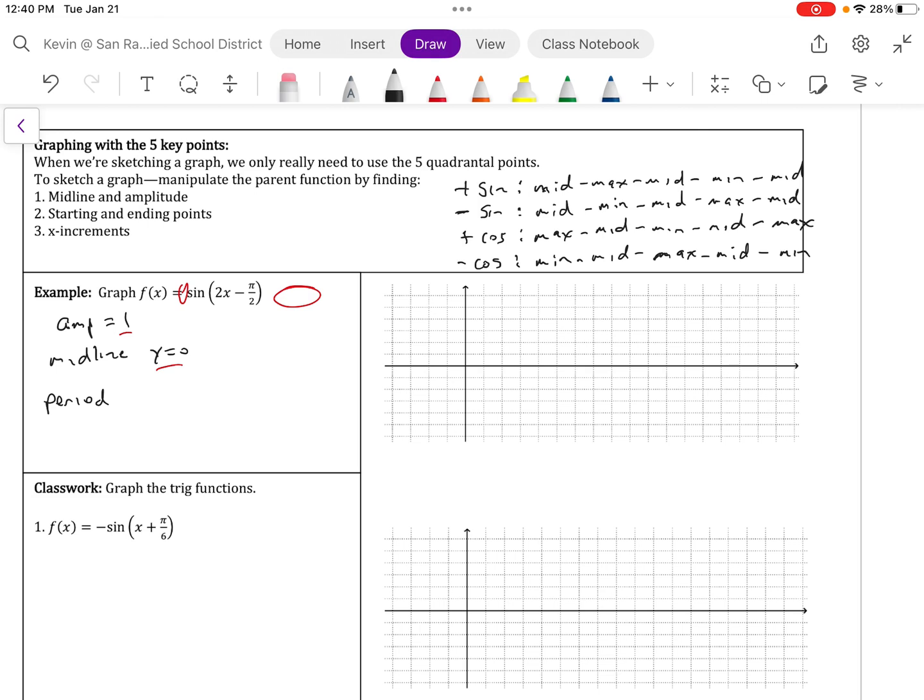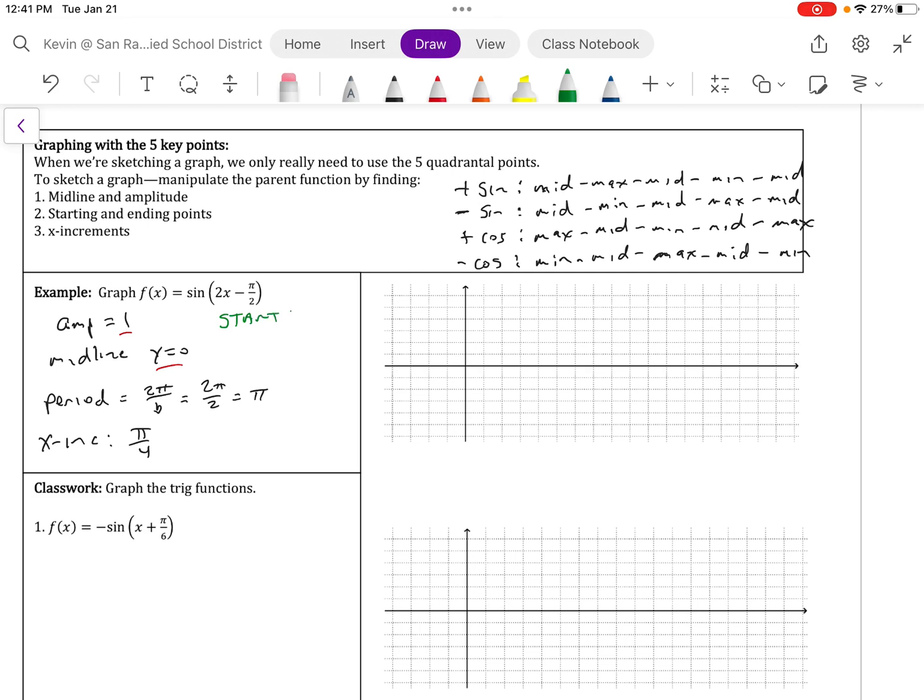Our period equals 2 pi divided by b. As a reminder, this is b, so this equals 2 pi over 2. Our period is pi, so we're going to start and stop at the distance of pi. Okay, we should probably go ahead and find our x increments. X increments, take our period, divide it by 4, so pi divided by 4.